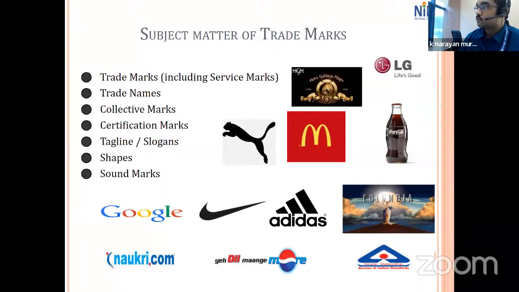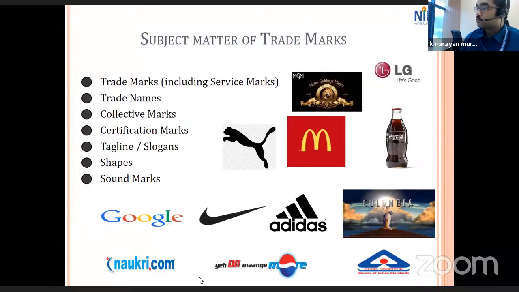That also comes under sound marks. And also slogans. For example, "Yeh dil maange more" is of Pepsi, so that is also a trademark. "LG Life's Good" is also a trademark. Like you have Dharma Productions, the starting tune is there. Production houses have starting tunes, like Columbia Pictures, Dharma Productions, etc. Those starting music pieces are also protected under trademark.